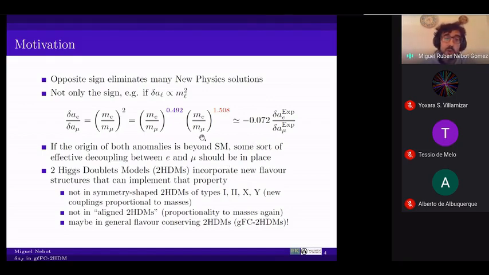So if one then starts to list, anticipating a little bit some of the things that I will present in more detail in a few slides, the simplest two Higgs doublet models, which are those symmetry types, type 1, type 2, X or Y, in which the new couplings are always proportional to the masses. Well, this is already telling you that that will not work here. If one relaxes those impositions a little bit, you have, for example, the aligned two Higgs doublet models, in which you still have proportionality of the new couplings with the masses. And again, this will not work.